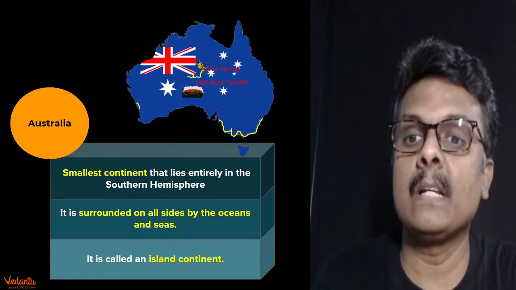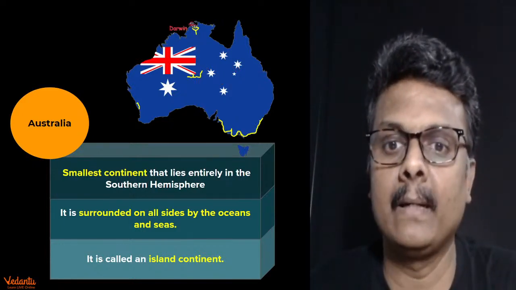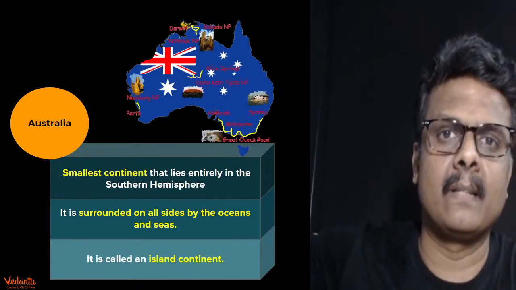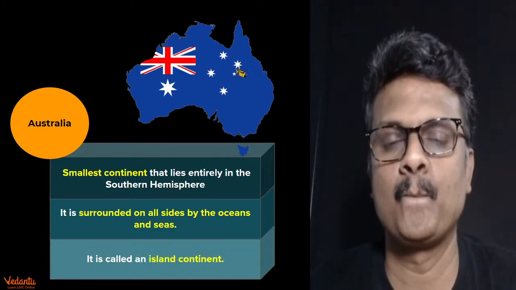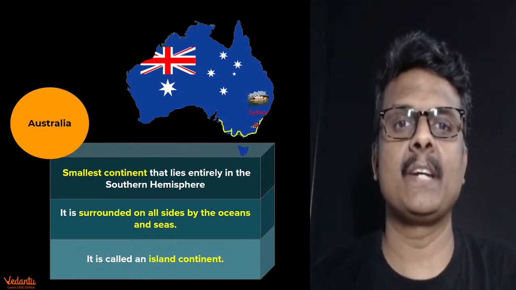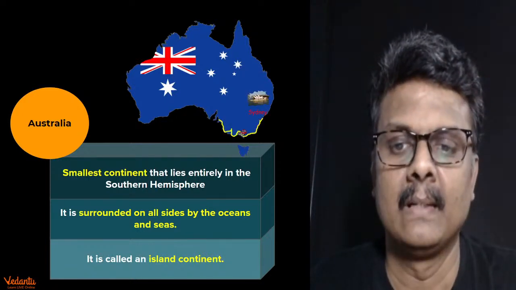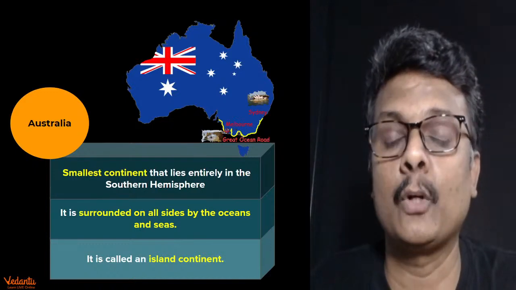So Australia, smallest continent, and it is completely in the southern hemisphere. Australia is like an island, surrounded on all sides by oceans and seas. So that is why it is called an island continent, Australia.